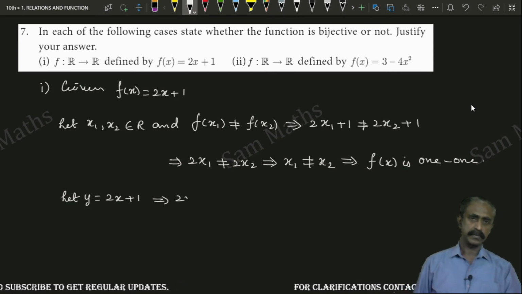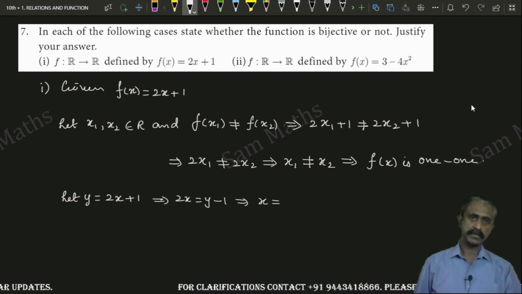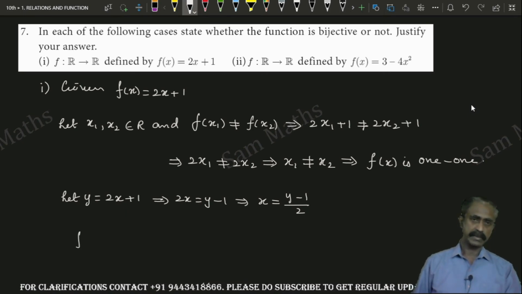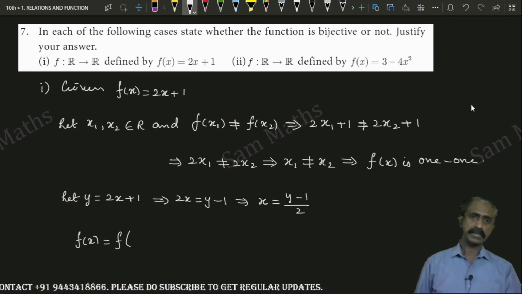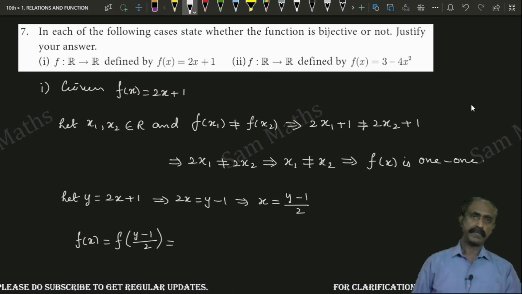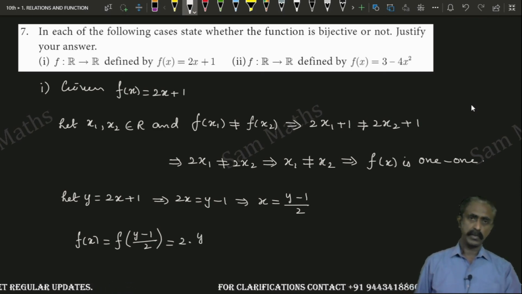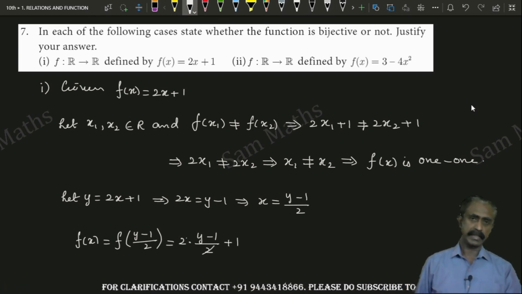To verify the onto, let y is equal to 2x plus 1, which implies 2x is equal to y minus 1, which implies x is equal to (y minus 1) by 2. Now you consider f of x, which is equal to f of, what is x value? (y minus 1) by 2. Now the f of x value is given as 2x plus 1, that is 2 into (y minus 1) by 2 plus 1. Here you can cancel this 2. We are getting y minus 1 plus 1, which is y.